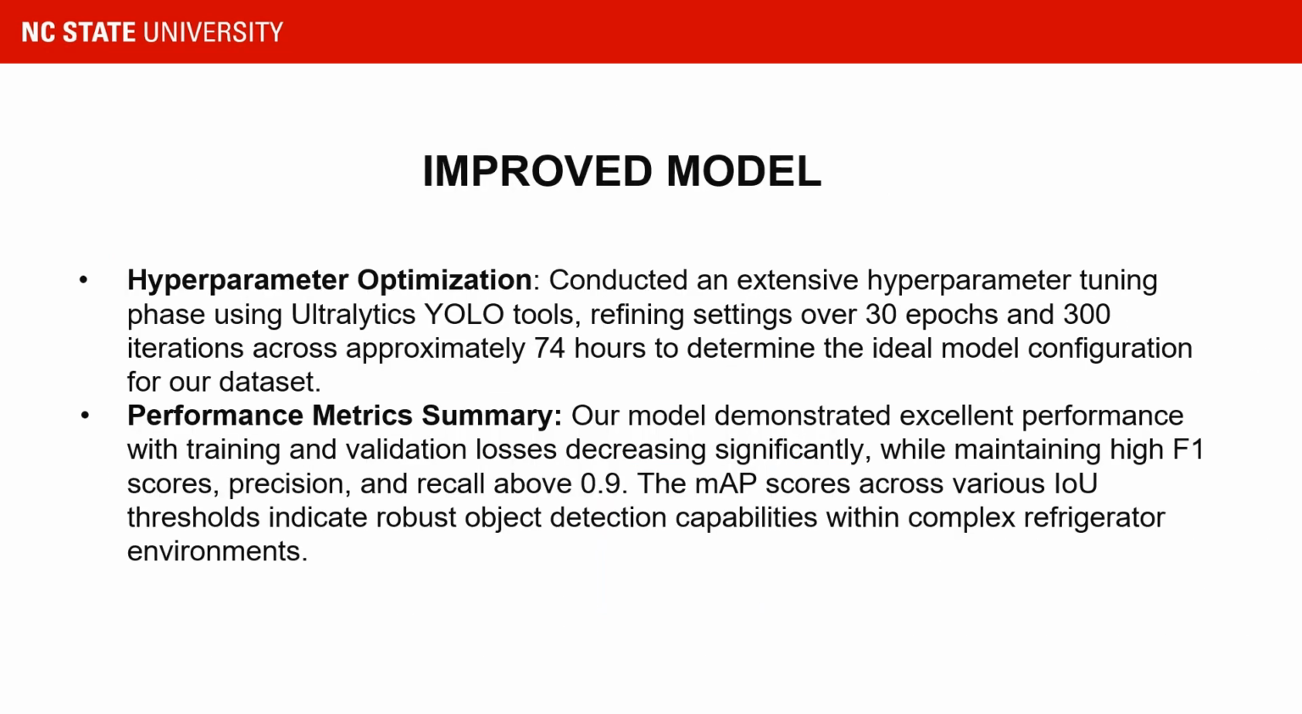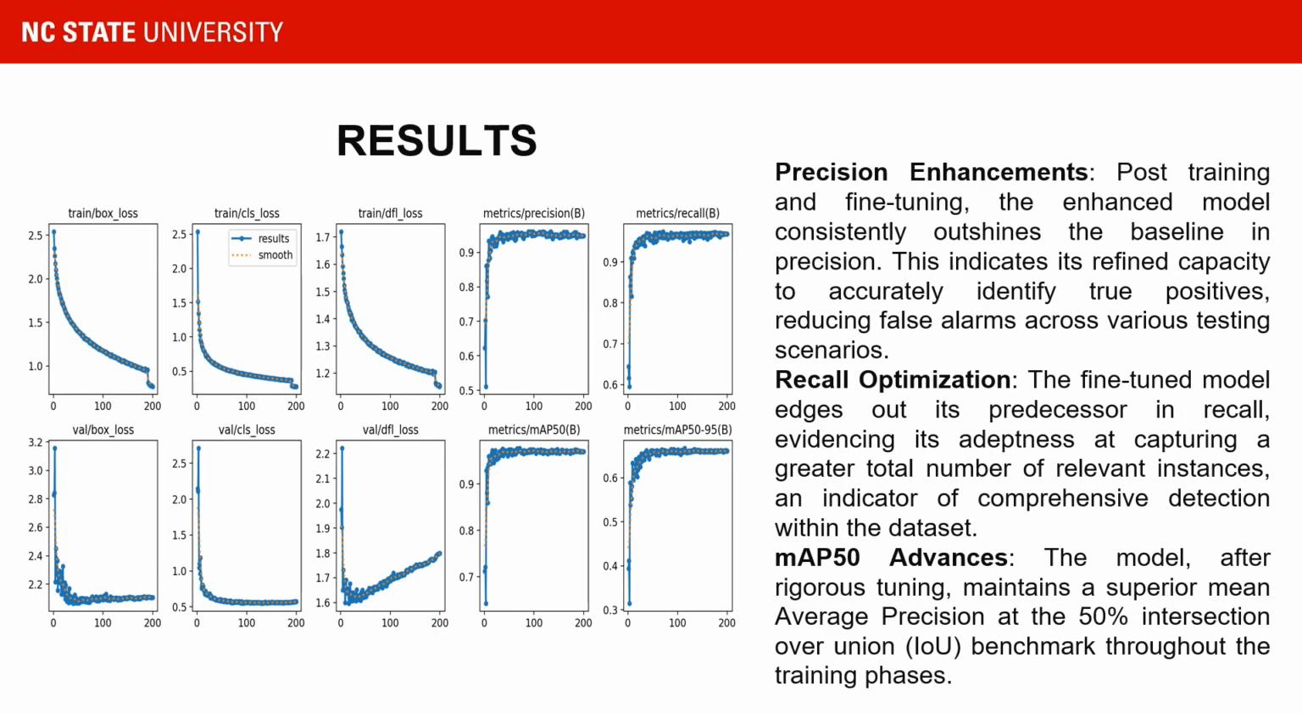For our improved model, we performed extensive hyperparameter tuning using the YOLO toolkits. We performed 300 iterations of 30 epoch training sessions over 72 hours in order to find the ideal hyperparameters for the dataset. Our model demonstrated excellent performance, with training and validation losses decreasing significantly while maintaining a high F1 score, with precision and recall above 0.9. The mAP scores across various intersection over union thresholds indicated robust object detection capabilities within complex refrigerator environments.